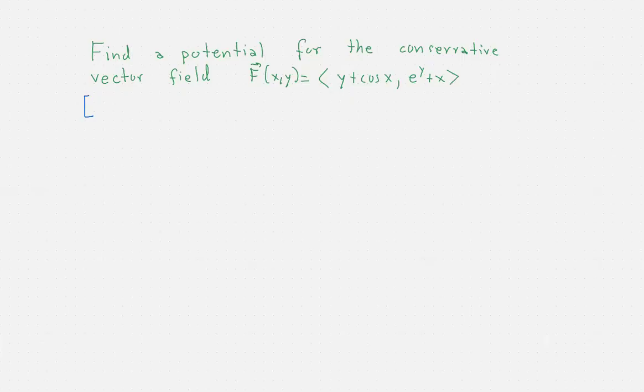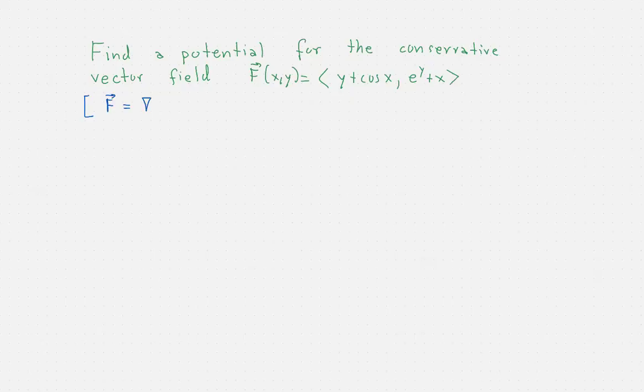So we would like to find a potential for the conservative vector field with components y plus cosine x, comma, e to the y plus x. And let's recall a few things about conservative vector fields. So first of all, a conservative vector field is the gradient of a scalar function.